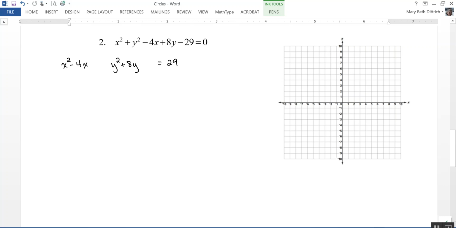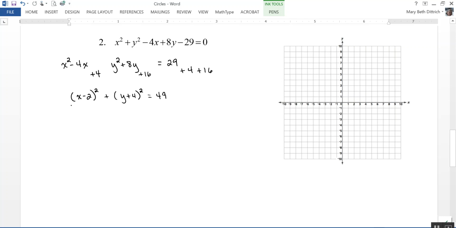Now what I want to do is complete the square. So rewrite x² - 4x as a perfect square trinomial so that I can factor it into a binomial squared, and then the same thing with my y's. In order to turn this into a perfect square trinomial, I need to add 4 there, so then that will factor into (x - 2)². Go back and review completing the square if you need to. For y² + 8y, I need to add 16, and that will factor into (y + 4)². Since I added 4 on this side, I need to add 4 over here. Since I added 16, I need to add 16. So that's going to give me 49.